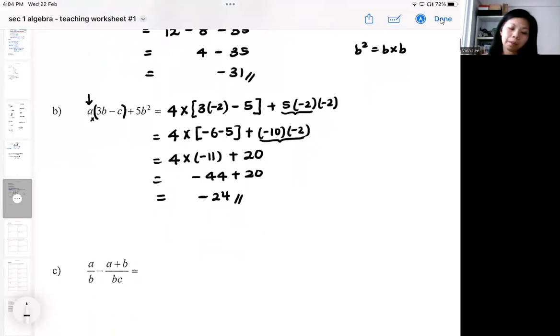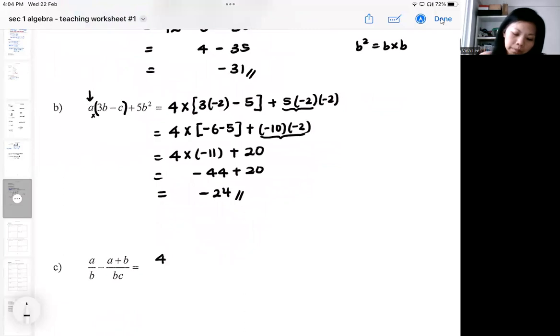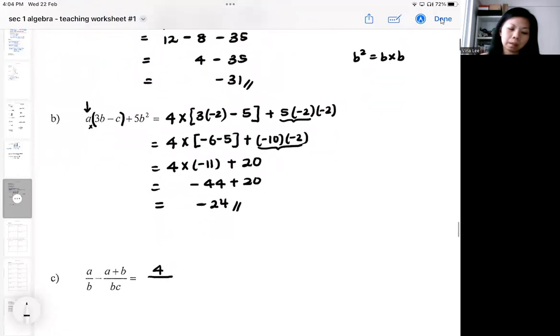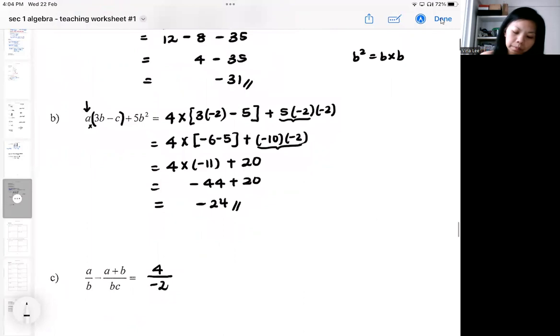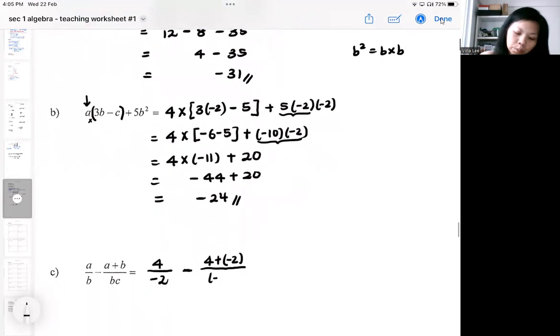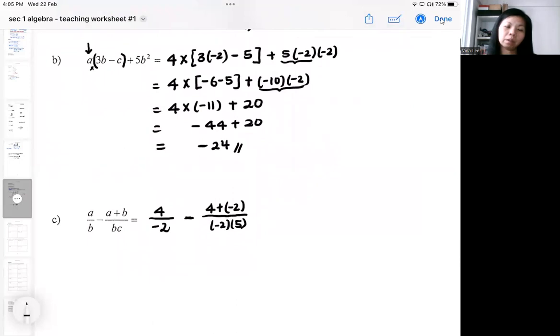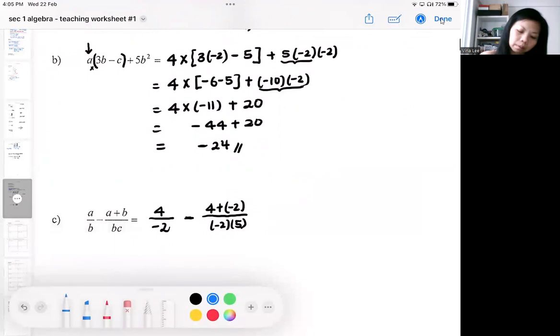Input properly first. A is 4. B is -2. A plus B will be 4 plus -2. B times C will be -2 times 5. You always input very carefully first. Don't put the wrong number. Then this is quite easy.